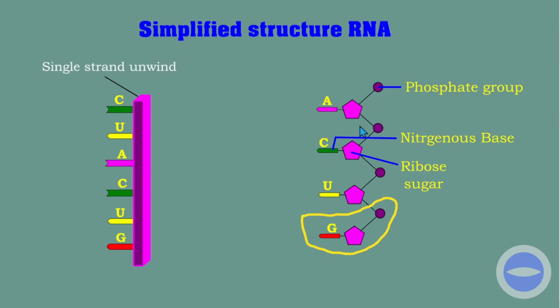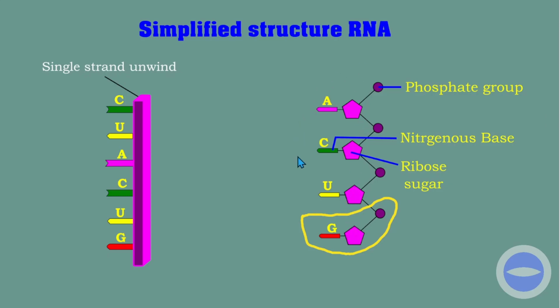We must know that RNA doesn't have thymine. We have uracil. This U represents uracil instead of thymine in DNA. So in RNA we have uracil. That is another difference. And the sugar in RNA is called ribose sugar, not deoxyribose sugar. This is the structure of an RNA.